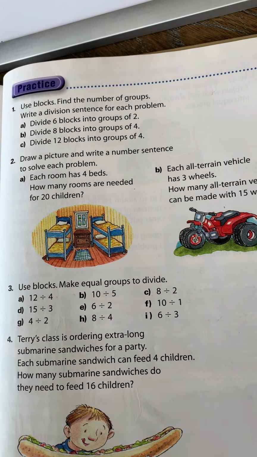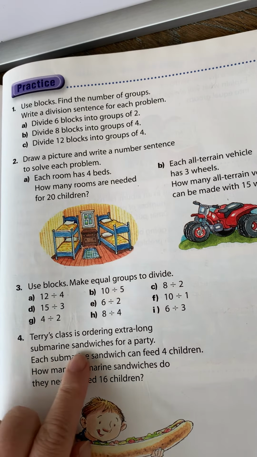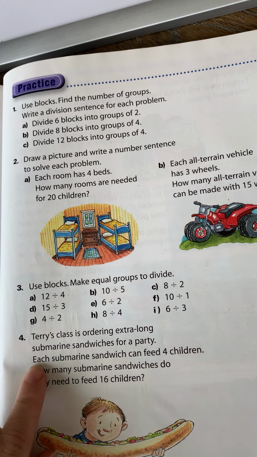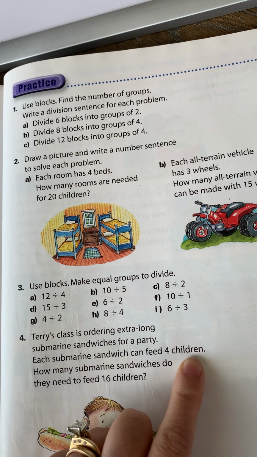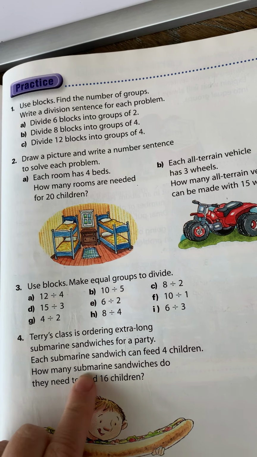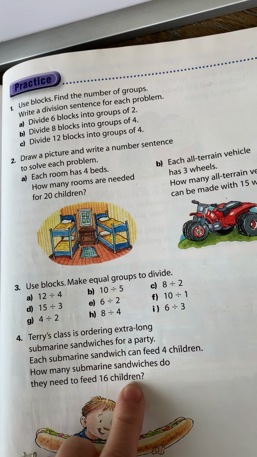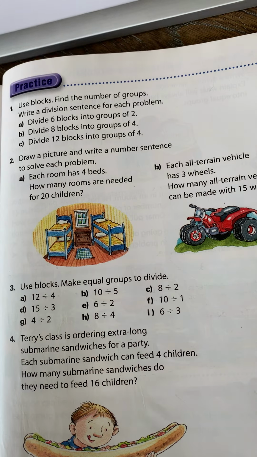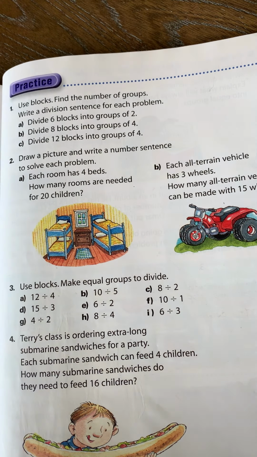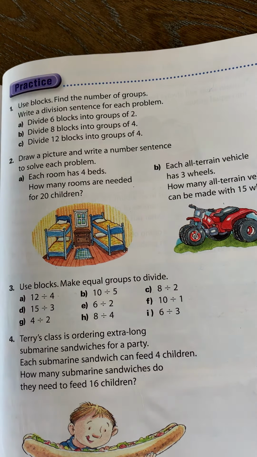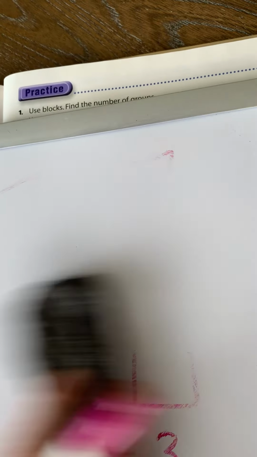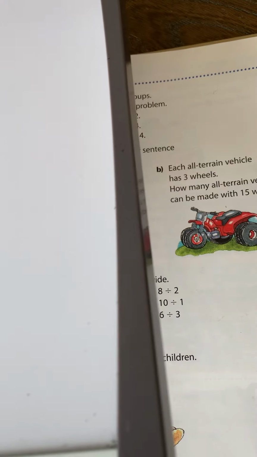The last question you're going to do is question 4. Terry's class is ordering extra long submarine sandwiches for a party. Each submarine sandwich can feed 4 children. How many submarine sandwiches do they need to feed 16 children? Well, I would draw a picture of that. So each submarine sandwich can feed 4 children. There's 16 kids.